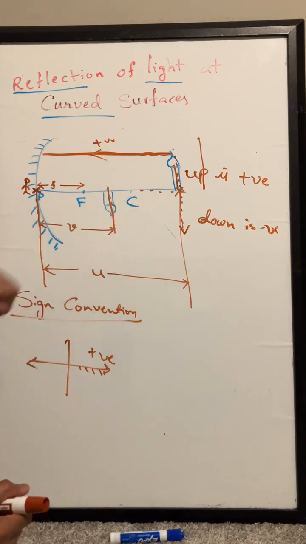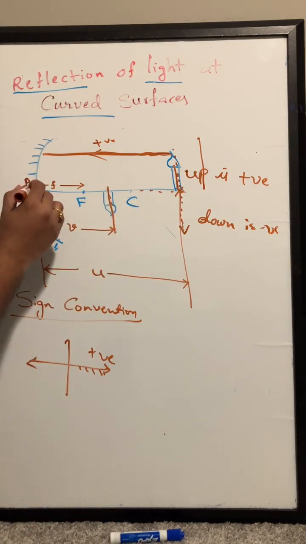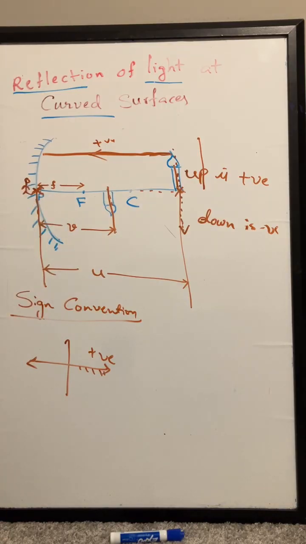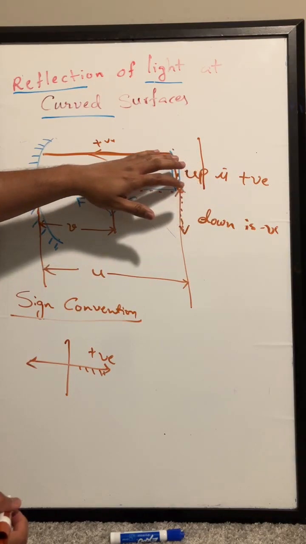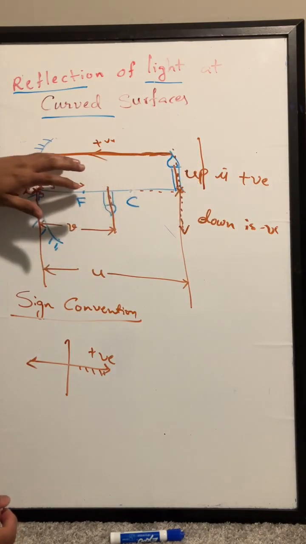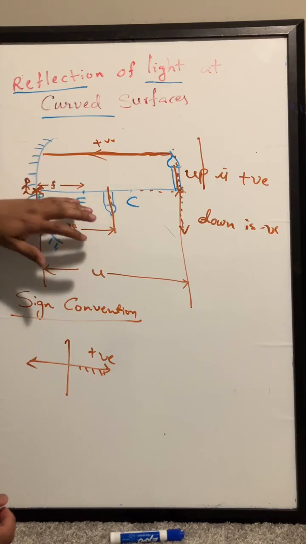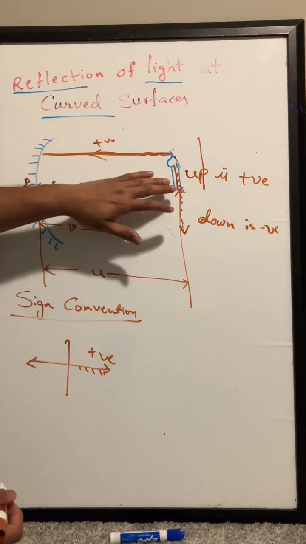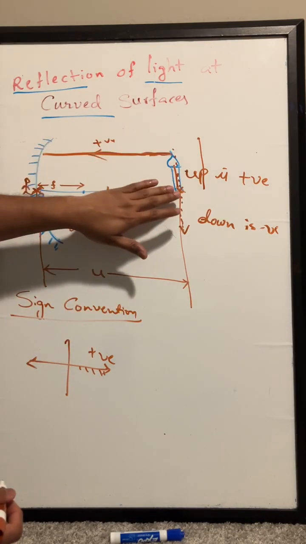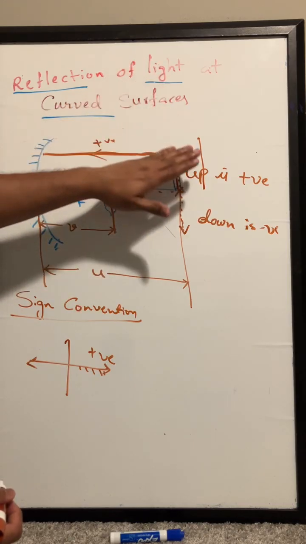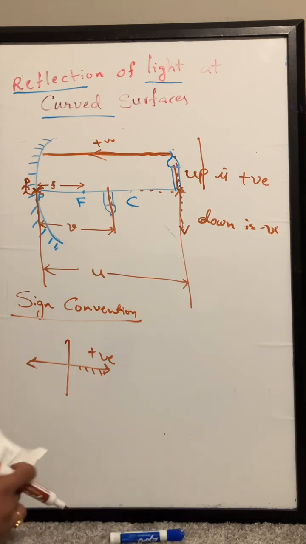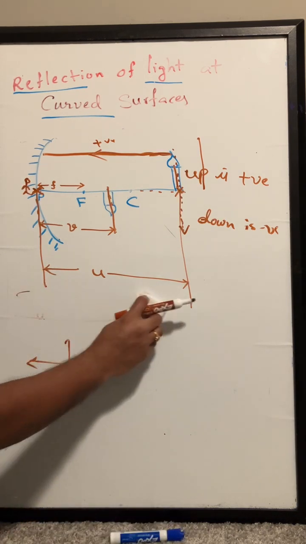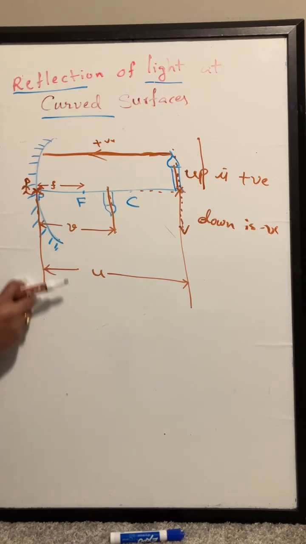Remember this one. So what are the sign convention rules? Always measure distances from the pole, and consider the light coming from the object as positive. Heights above the axis, going up, are called positive; down we have to take as negative. If you remember all these rules, let's see.